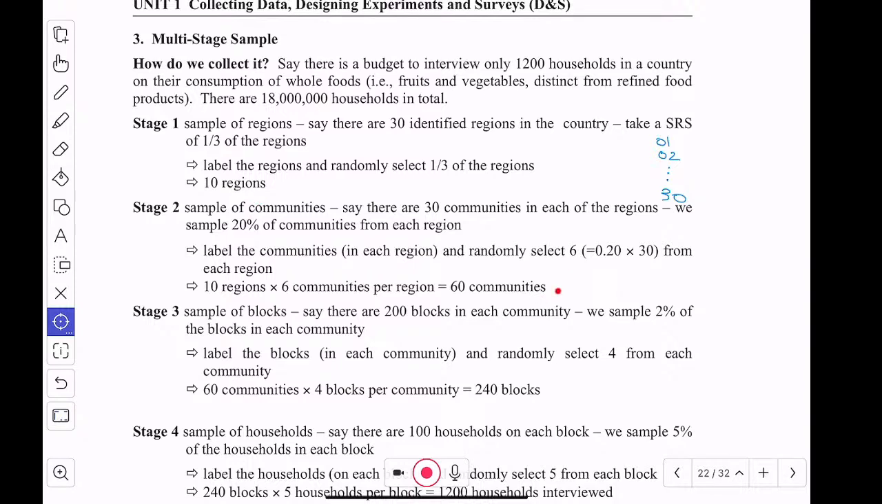Now out of the 60 communities, we go down a level again and we identify the blocks in the communities. Let's say there's 200 blocks in each community. Now I'm making them the same, but they could be different. That's okay. So now we have 240 blocks.